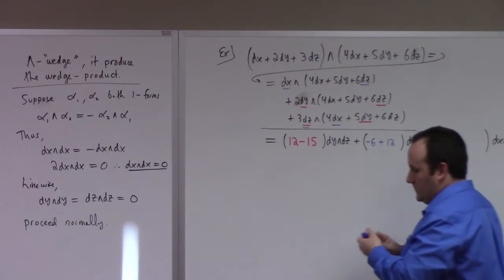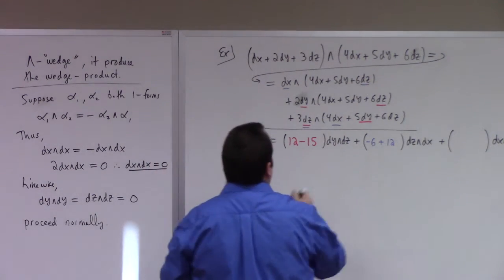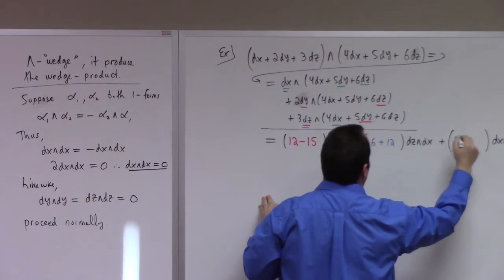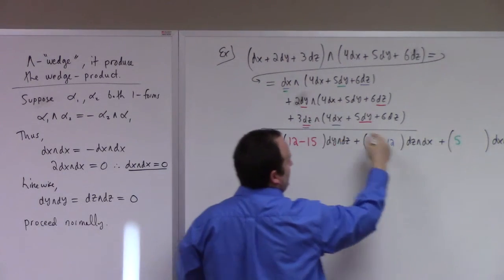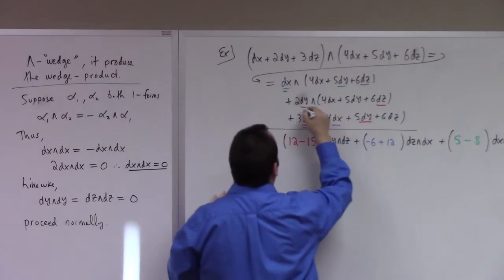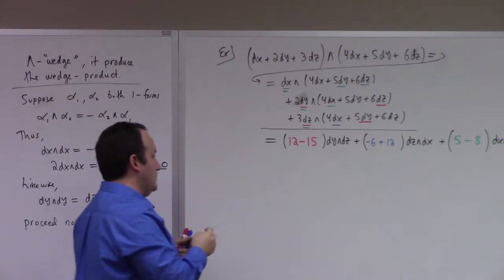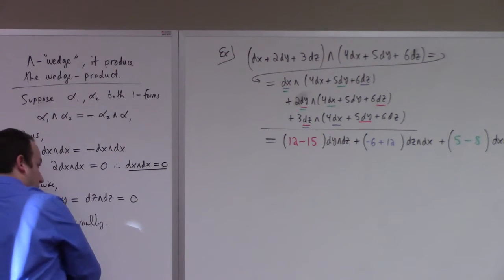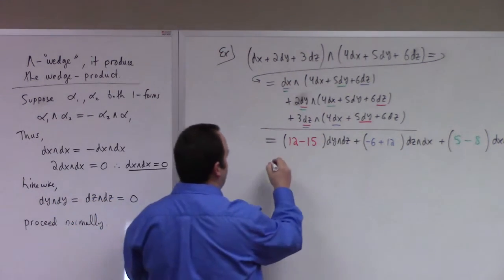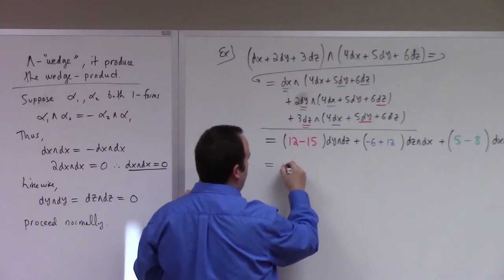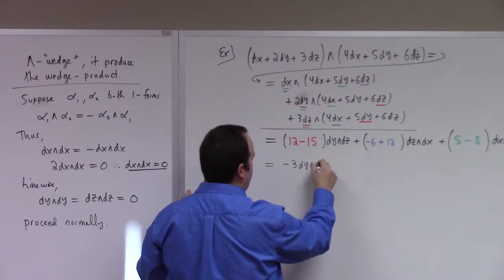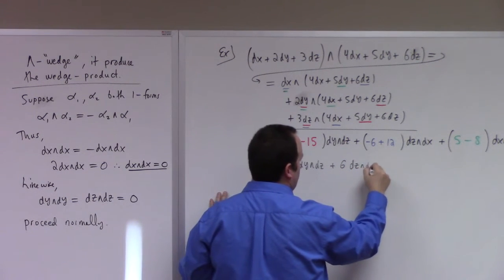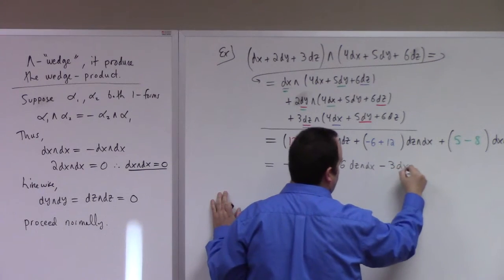And let's see here. xy. So I get 5. yx minus 8. So just to collect my thoughts then, what I have is minus 3 dy wedge dz plus 6 dz wedge dx minus 3 dx wedge dy.